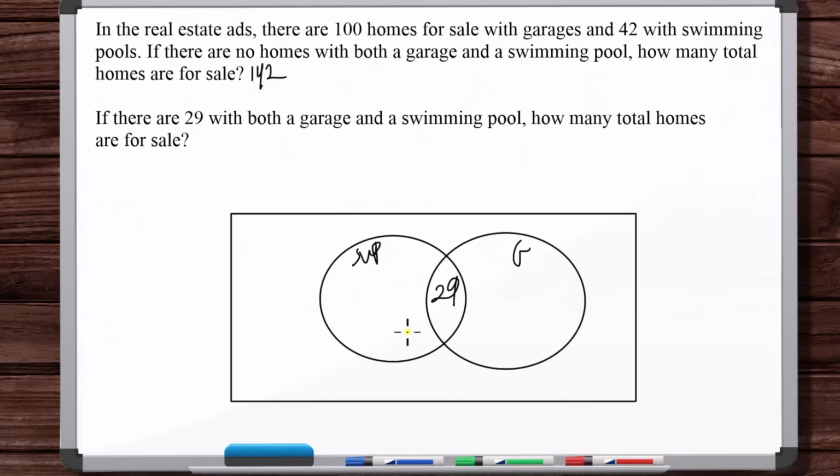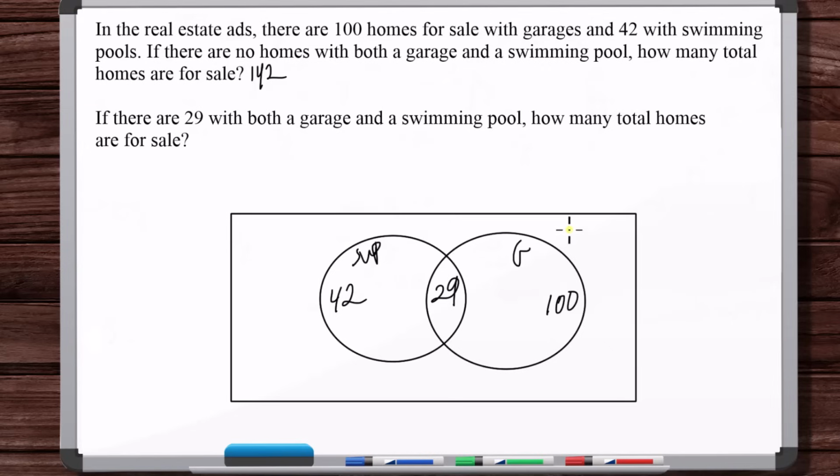But what's the criteria though? Are we still saying that there's 100? Yeah, I guess they're saying it's 100 with a garage and 42 with a swimming pool. And now they've just changed it to where instead of having no homes with both a garage and a swimming pool, there's 29. So how many total homes are for sale?